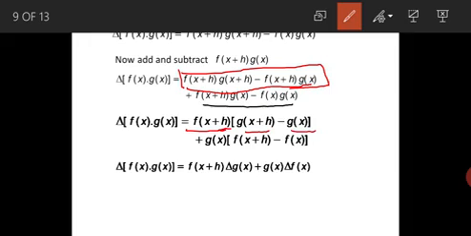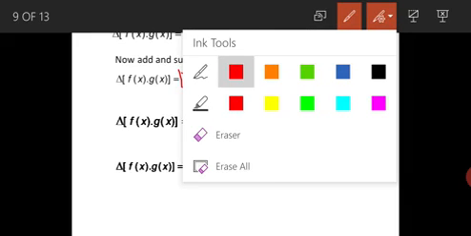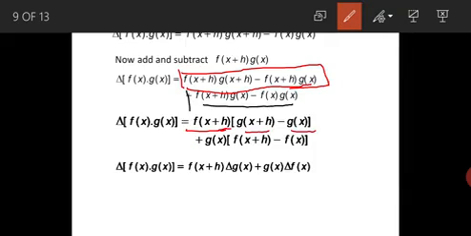Right? Similarly, in the second part, this part, I will take common as, what is it? G of x. This one I will take as a common. Here it is. Okay. So what will be left out? F of x plus h minus f of x. You can see it. Right?